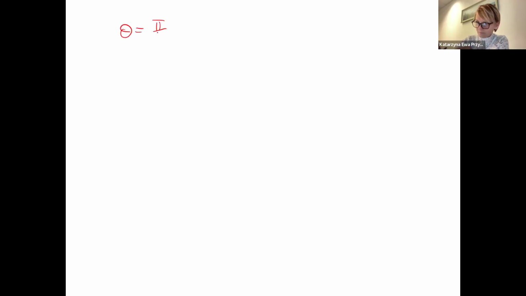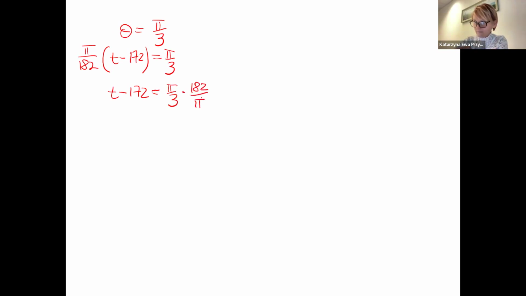Theta equals pi over 3, so pi over 182 (t minus 172) equals pi over 3. And then we have to solve for t. How can we do it? We can keep pi over 3, multiply by 180 over pi, and then add 172. This is gone. 182 divided by 3 plus 172.